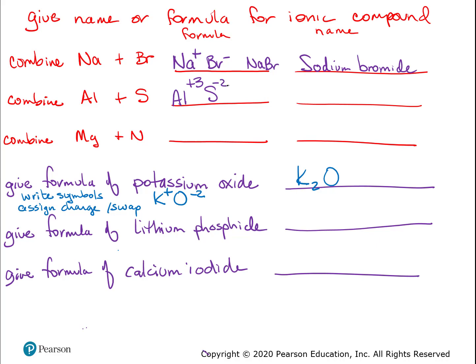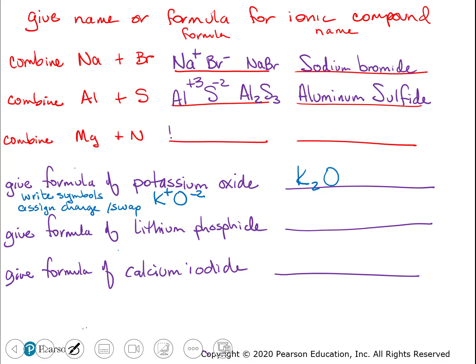So they're not the same. So I've got to swap them. So how many aluminum? 2. And how many sulfur? 3. And then I'd call this what? Yeah, aluminum sulfide. Whole name of the metal, first part of the nonmetal plus IDE.